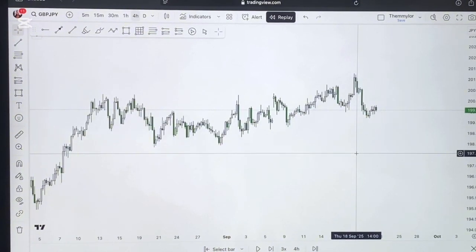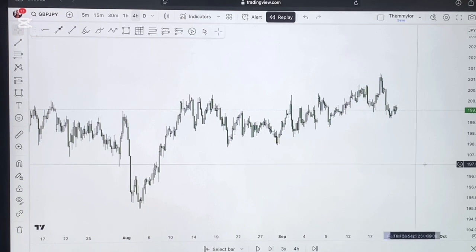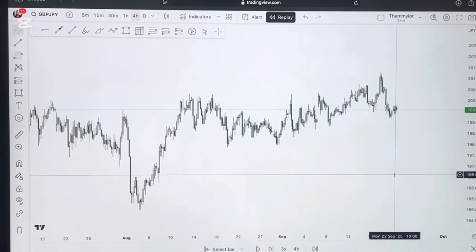In today's video, I'll be using the GBP JPY as a case study to show you how you can take profitable trades in the foreign exchange market. Let's dive right into it.